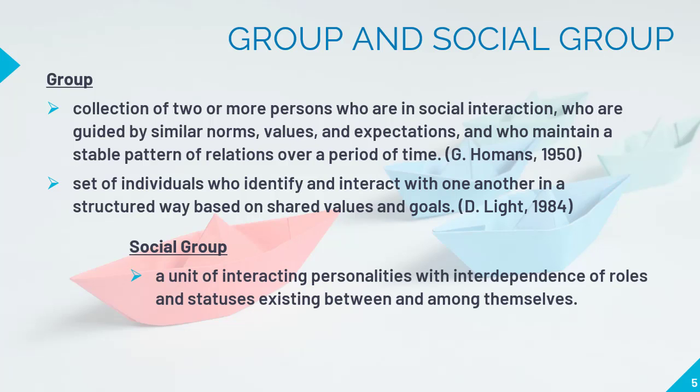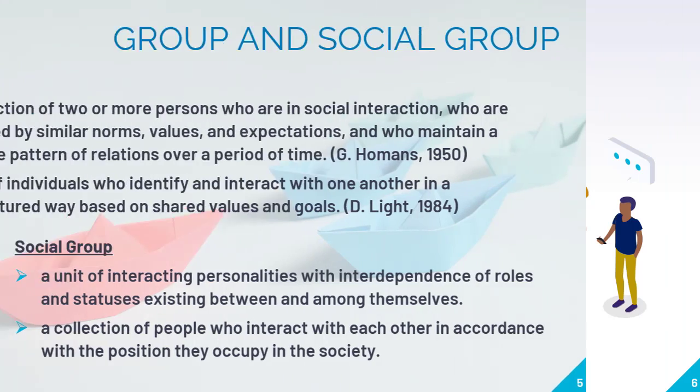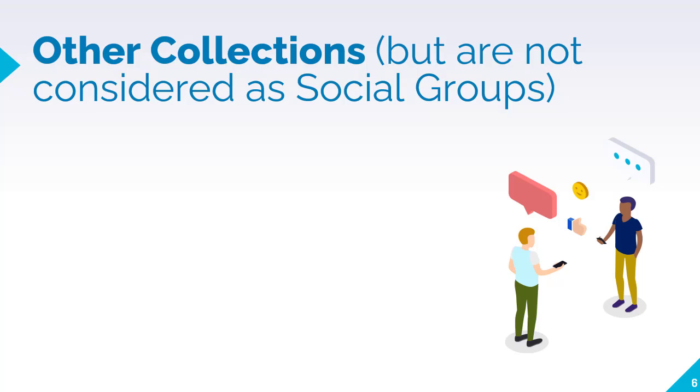A social group, on the other hand, is a unit of interacting personalities with interdependence of roles and statuses existing between and among themselves. It is a collection of people who interact with each other in accordance with the position they occupy in society. There are other collections of people that are not considered a social group.